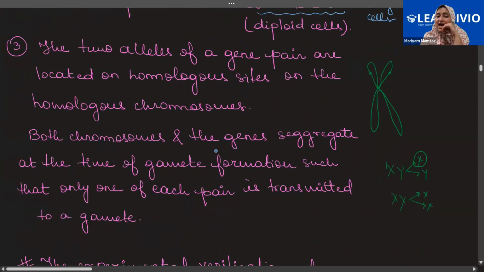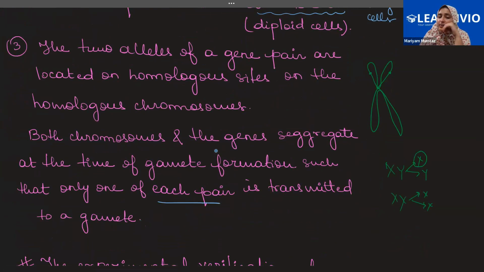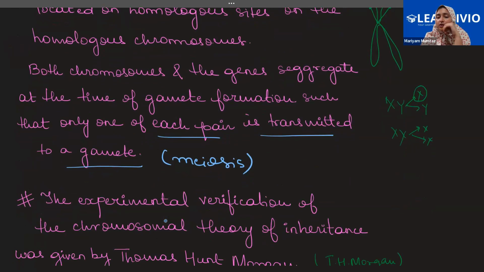Both the chromosomes and the genes segregate at the time of gamete formation, such that only one of each pair is transmitted to the gamete. Why? Because we know that during gamete formation, meiosis takes place. And when meiosis takes place, there is a reduction in the number of chromosomes. Or you can say from diploid, the cell becomes haploid, right? So that is why the chromosome number gets halved. So does the DNA content.